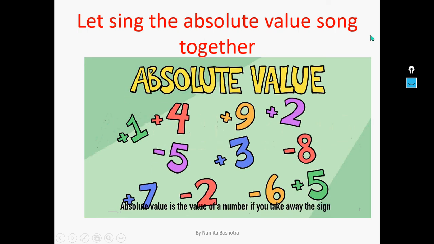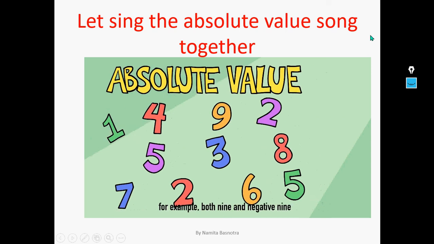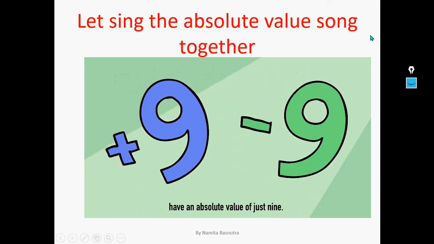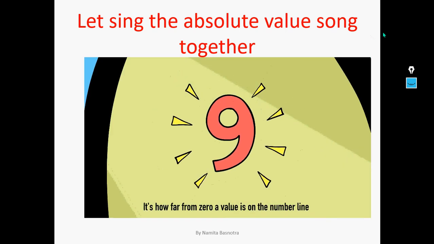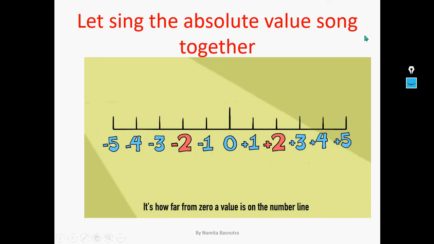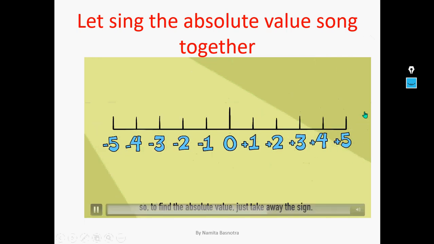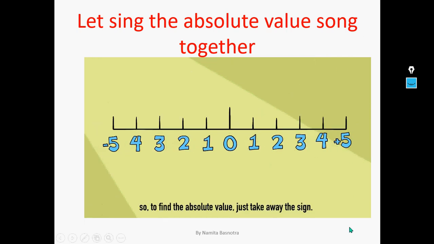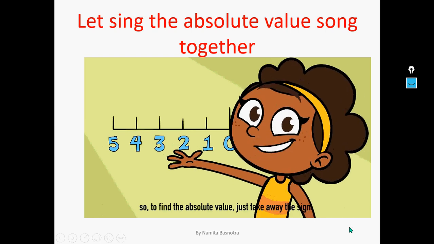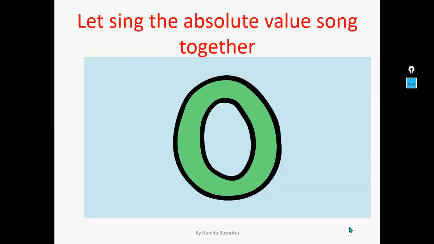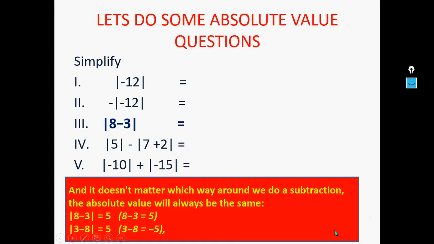Absolute value is the value of the number if you take away the sign, for example, both 9 and negative 9 have an absolute value of just 9. It's how far from 0 a value is on the number line. So to find the absolute value, just take away the sign. Take it away! So to find the absolute value, you have to just take away the sign.